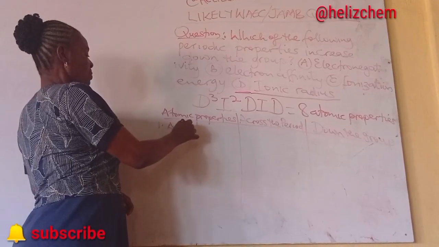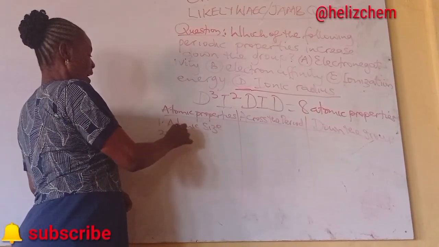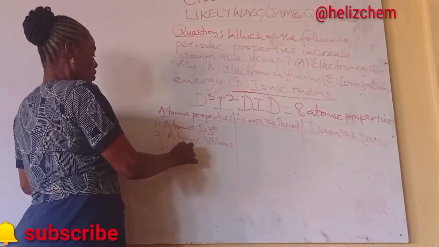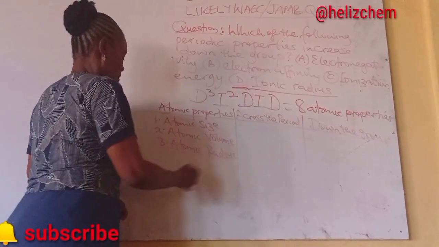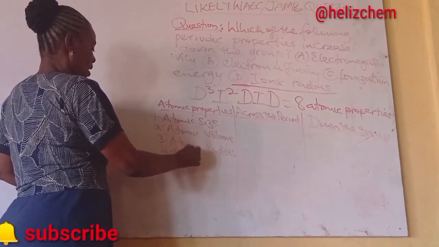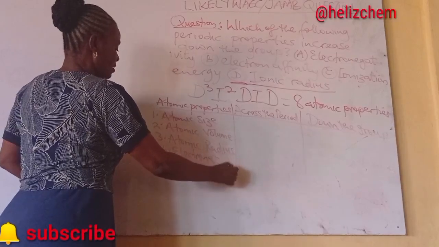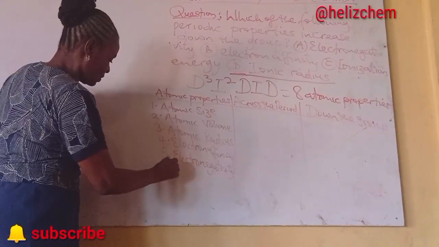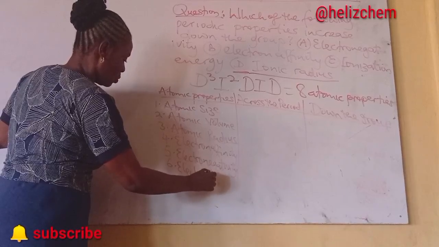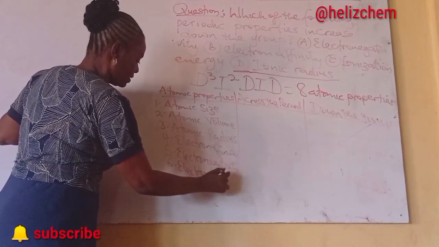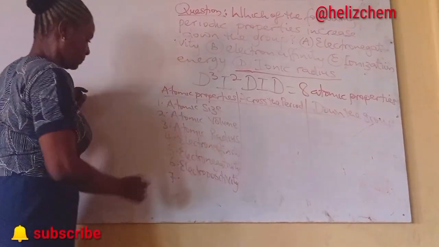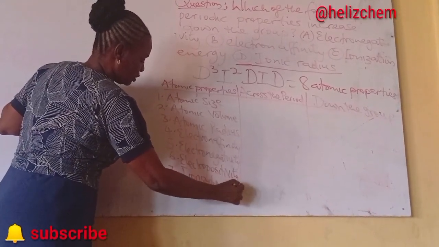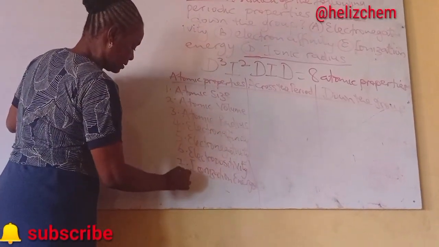1, we have atomic size. 2, atomic volume. 3, atomic radius. 4, electron affinity. 5, electronegativity. 6, electropositivity. 7, ionization energy.